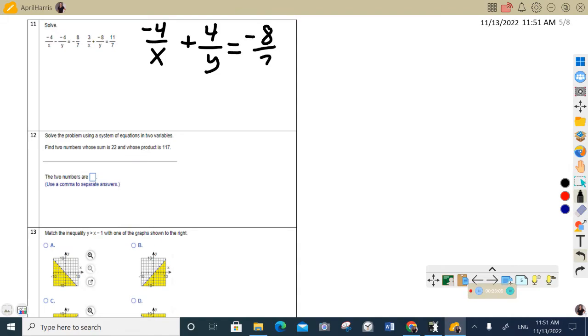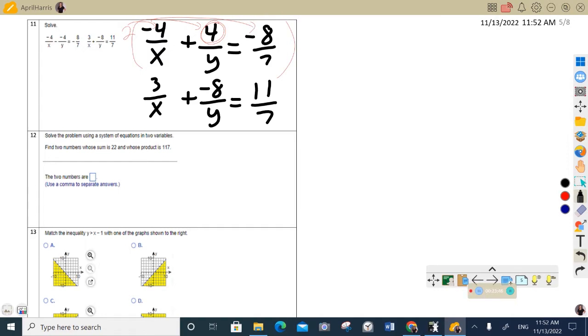So that's my first equation, and I'm going to write my second equation underneath it. 3 over x plus negative 8 over y equals 11 sevenths. Now, I noticed that in my middle column here, 4 over y and negative 8 over y, if this 4 over y could become 8 over y, then I could add vertically and eliminate the y's. So I'm going to multiply this whole equation by 2 because I want this to become an 8 over y. But I have to distribute to everything in that equation.